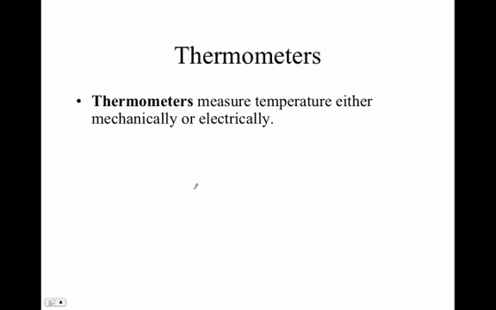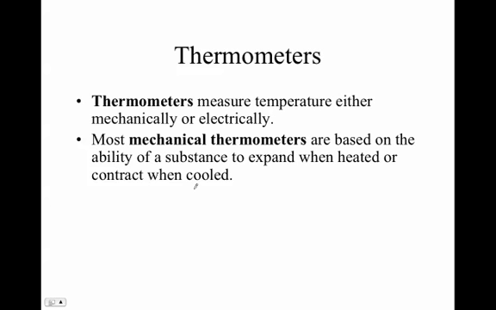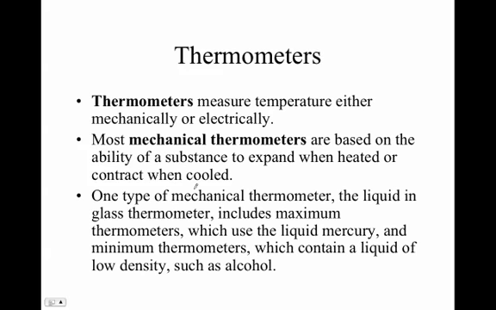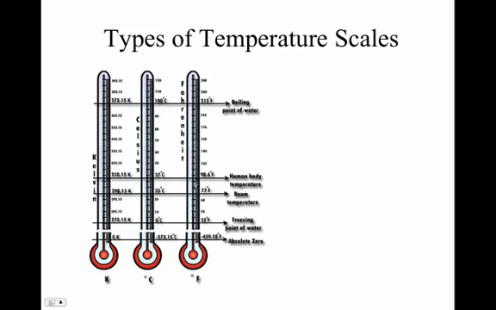Thermometers measure temperature either mechanically or electronically. Most mechanical thermometers are based on the fact that they will expand when heated and contract when cooled. One type of mechanical thermometer, the liquid in glass, usually is no longer mercury, now it's alcohol.